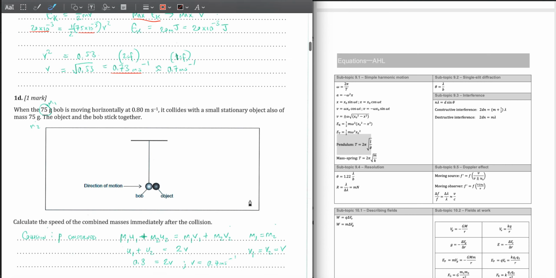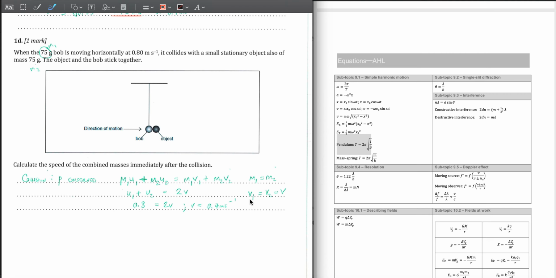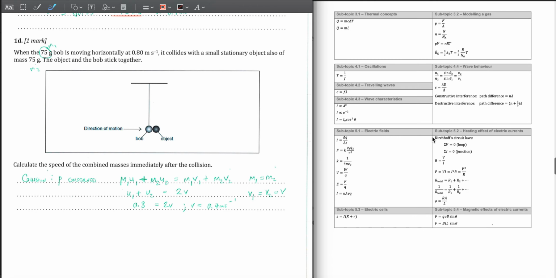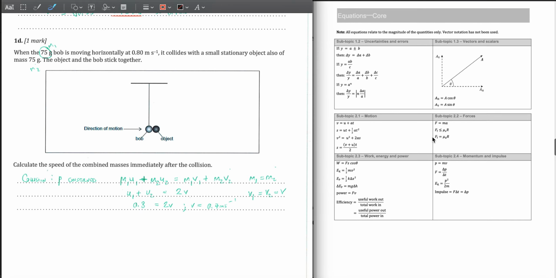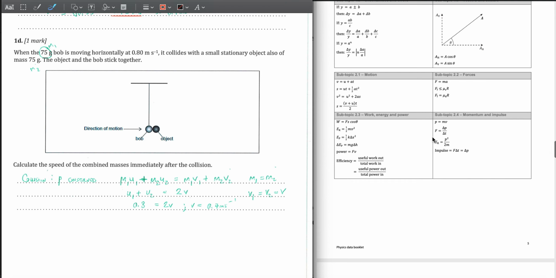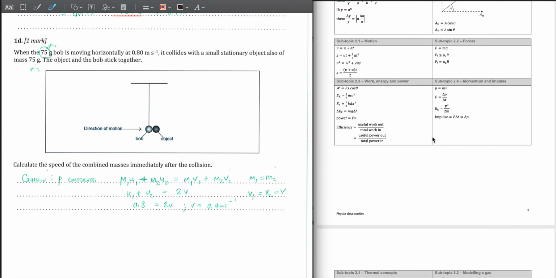Okay. 1D, this question now becomes a question about momentum. We've got a 75-gram bob, which moves horizontally at 0.8 meters per second and collides with a small stationary object of the same mass. So we suddenly become into a momentum question. It's always a good idea to have just a quick look and see if there's anything in our momentum and impulse section which might be helpful. Well, we've got the definition, we've got the equation here for momentum, might be useful.